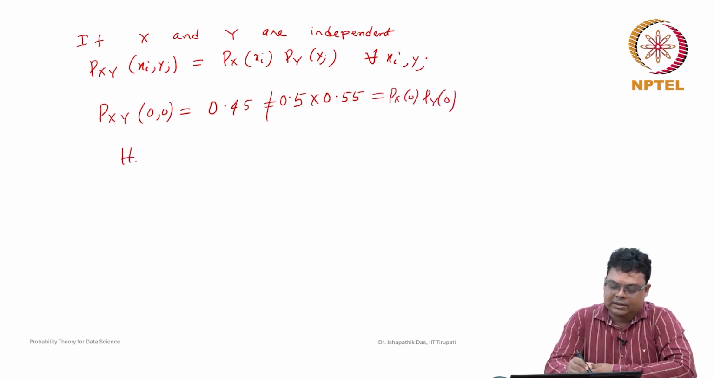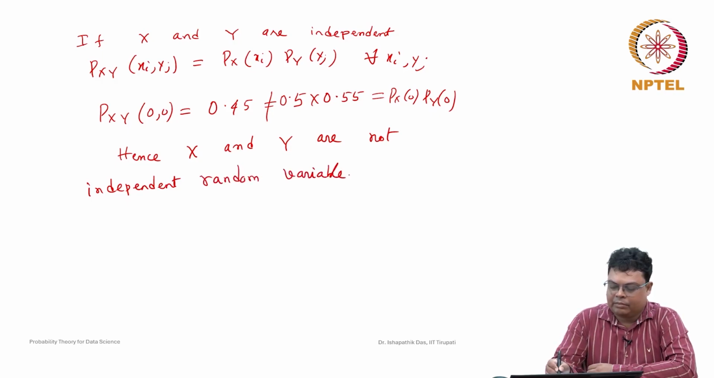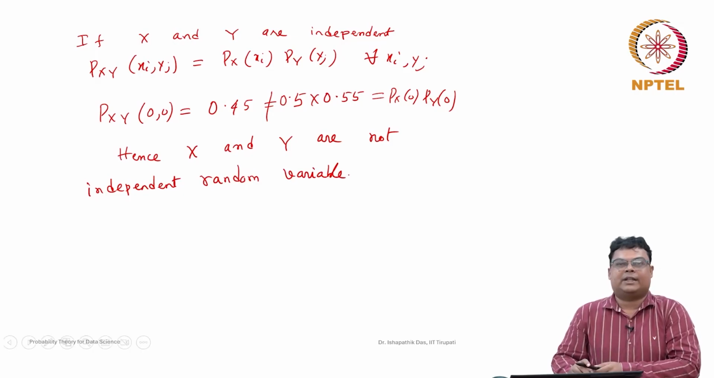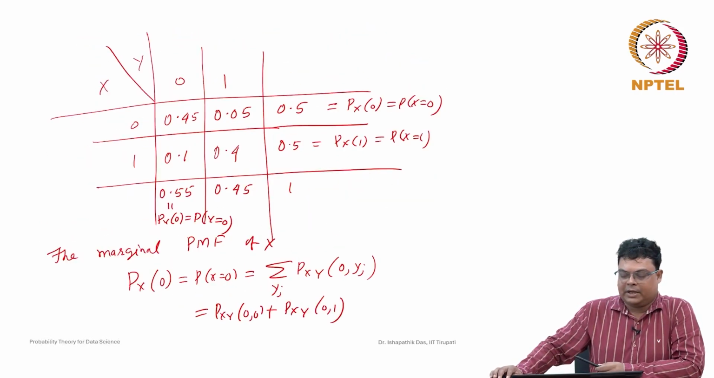Hence x and y are not independent random variables. So I hope you have understood it very clearly.